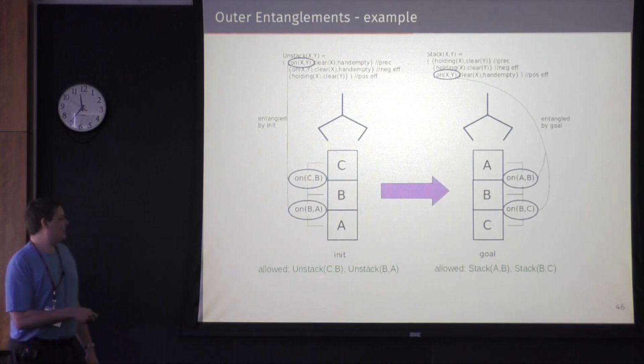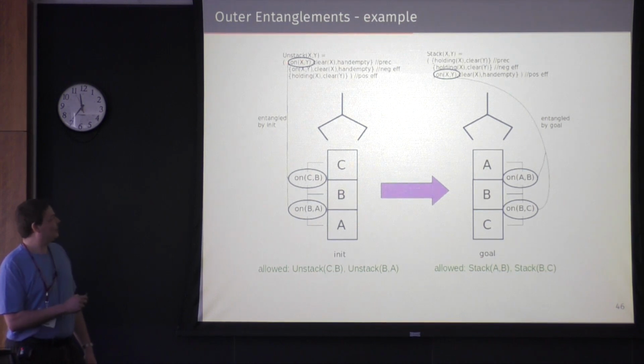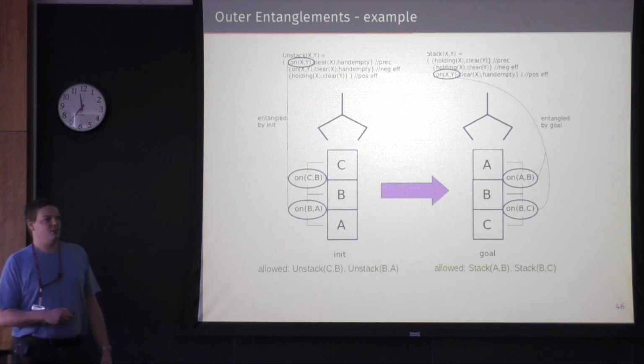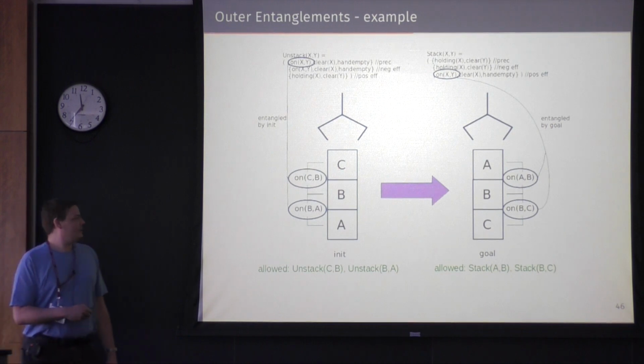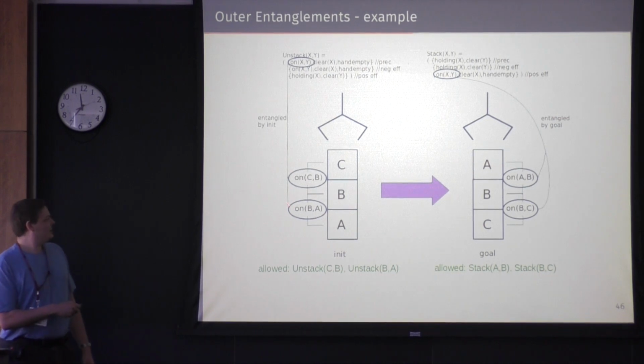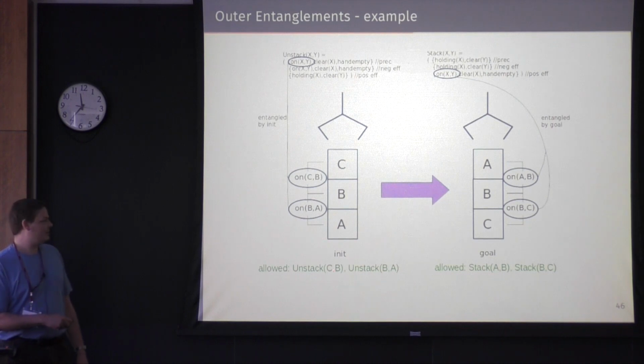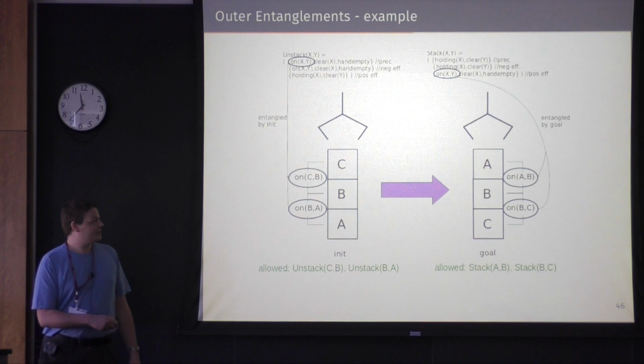So what we can see is that we can find the relation entanglement by init between operator unstack and predicate on. So what does this mean in this case? With this initial state, we have block C on B and block B on A. So that entanglement basically says that what we can do with unstack is only to unstack C from B and B from A. And that's it. We don't care about any other combination of blocks, we are just unstacking blocks from their initial position. And similarly for stacking.